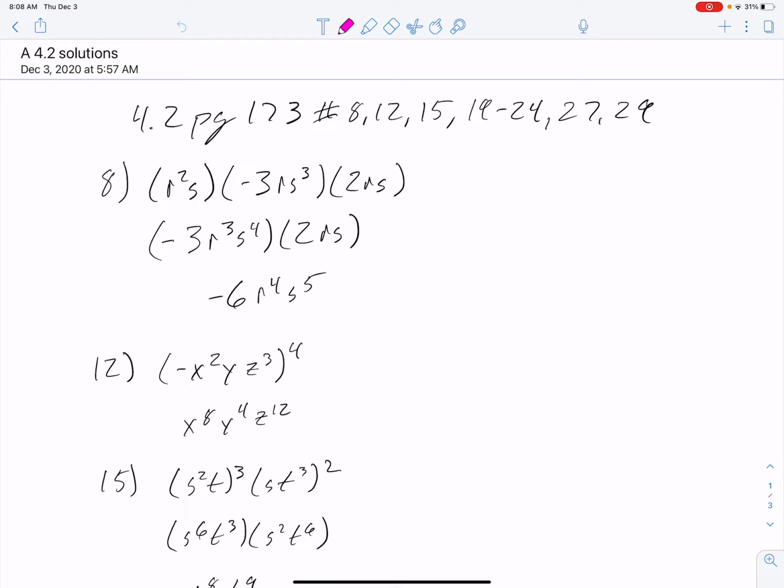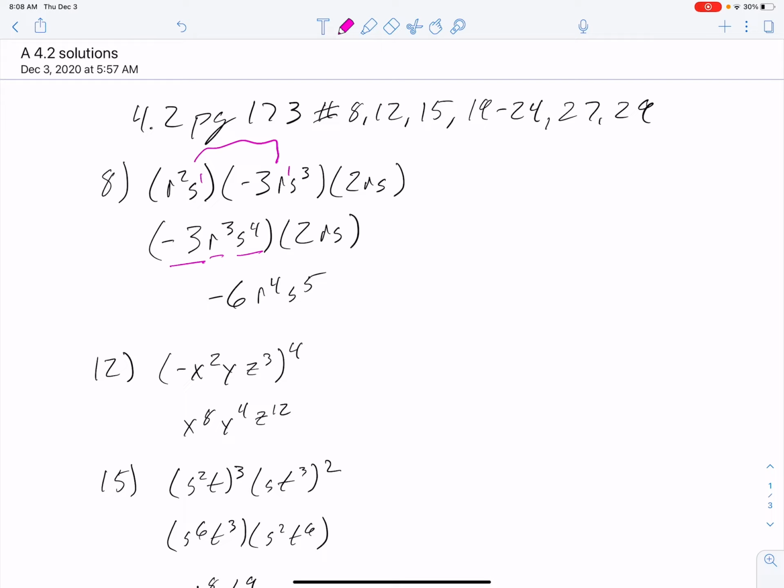So number 8, I see that I've got r squared s times negative 3rs cubed times 2rs, so I'm going to do the first two pieces first. I know that if I don't see an exponent, I can imply that the exponent is 1. And so negative 3 times 1 gets me my negative 3. R squared times r to the first, 2 plus 1 gets me r cubed. And then s to the first times s cubed gets me s to the fourth.